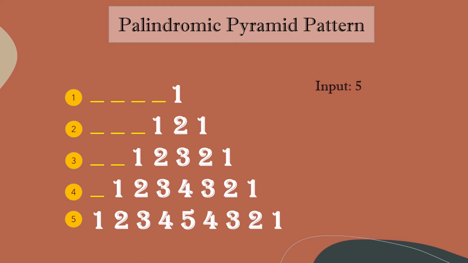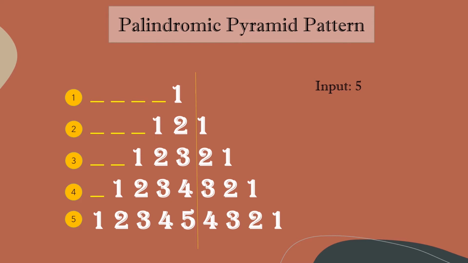First, the spaces. Second part is the increasing half of the pyramid and the last part is the decreasing half of the pyramid. So first we will take input from user. In this case the input is 5. So the number of spaces in each row is equal to total rows minus that row number. For the second part, that is the increasing half of the pyramid, in the first row I have value 1, in the second row I have values 1, 2, in the third row I have values 1, 2, 3. That means for each row I have to print values from 1 to that row number.